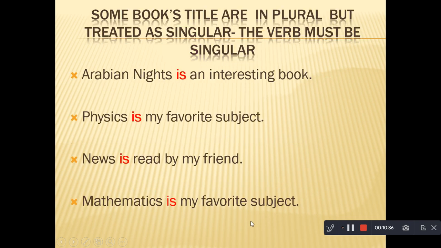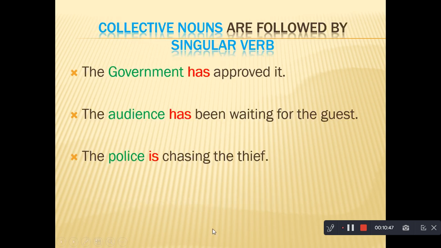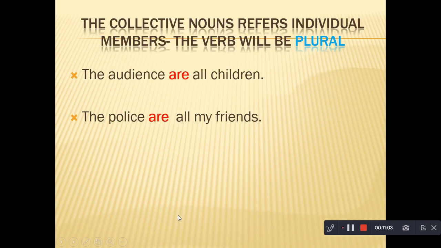The next: some book titles are in plural, like Arabian Nights, physics, news, mathematics. We treat them as singular, so we use singular auxiliaries or verbs. Next, collective noun. A collective noun means a group of people called as a single unit. When we use a collective noun as a single unit, we treat it as a singular form of auxiliary or verb. Here, government has, audience has, police is. The next, when collective nouns refer to individual members, at that time we use the plural form of auxiliary or verb.